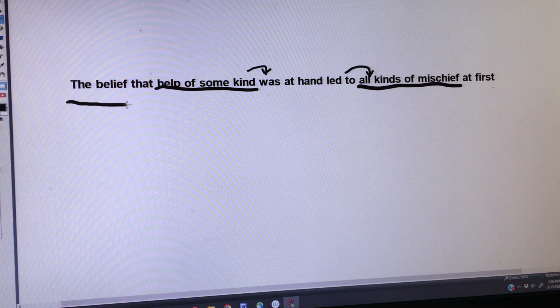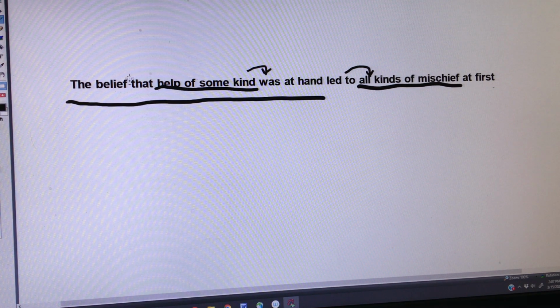So the belief, that help of some kind was at hand. That noun phrase is the subject of led. So note that the phrase contains a clause within it. That help of some kind was at hand. So you may think of a phrase as a smaller thing than a clause, but that is an oversimplified view of the matter. A phrase can include a clause. So those are the three noun phrases: all kinds of mischief, object of preposition; help of some kind, the subject of was; the belief that help of some kind was at hand, that is the subject of led, and belief is the head of that.